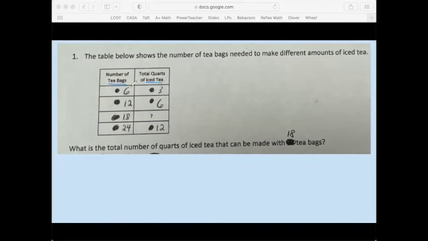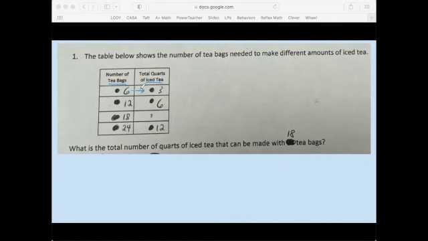So I'm seeing that when there's 6 tea bags, there's 3 quarts of iced tea. I'm seeing when there's 12 tea bags, there's 6 quarts of iced tea. When there's 18 tea bags, we need to figure out how many quarts of iced tea there are. And when there's 24 tea bags, there's 12 quarts of iced tea. So I'm going to try to figure out what's the relationship between 6 and 3.